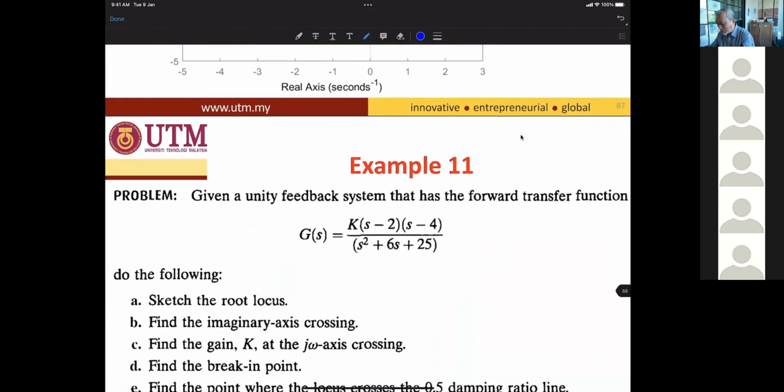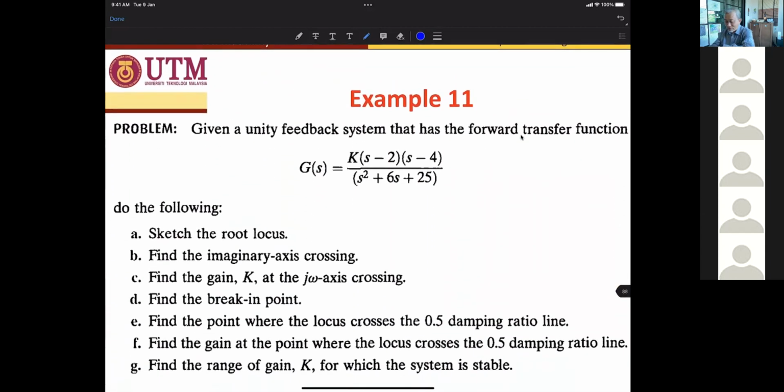No problem. I'm okay. So example 11, the last one. As usual, we have complex conjugate poles. Open loop zeros minus 2 and minus 4. Can you find the roots for this? Zarif, can you find the roots? S squared plus 6s plus 25.